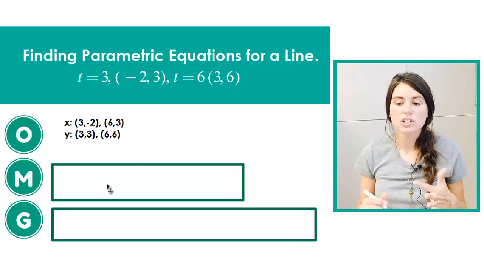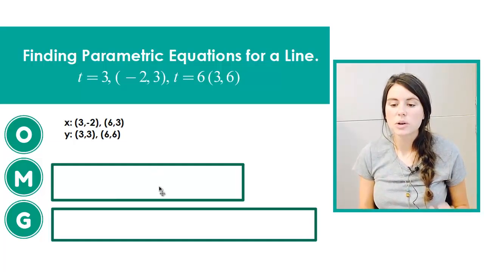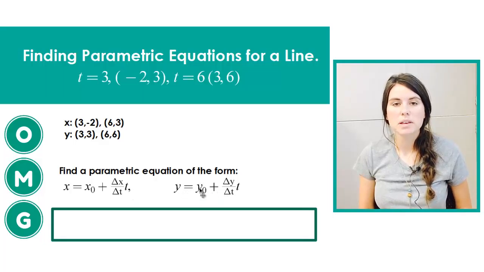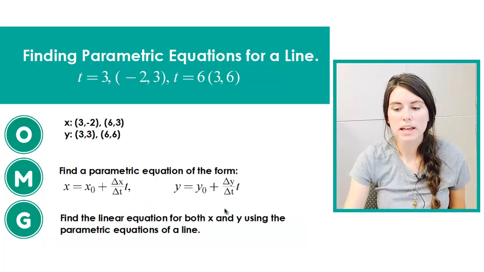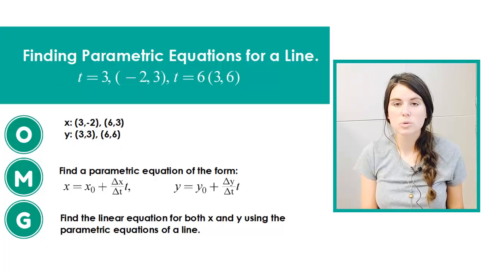Then my mission is to create two line equations, one for x and one for y. And so I wrote those out in formulas that are similar to y equals mx plus b. So we're going to find our initial x and then our change in x over change in t times t, because t again is our independent variable. And then for y, it's going to be our initial y, our change in y over our change in t times t. And so our game plan is just going to be to use these equations, use our points, and write these two linear equations, one for x and one for y.